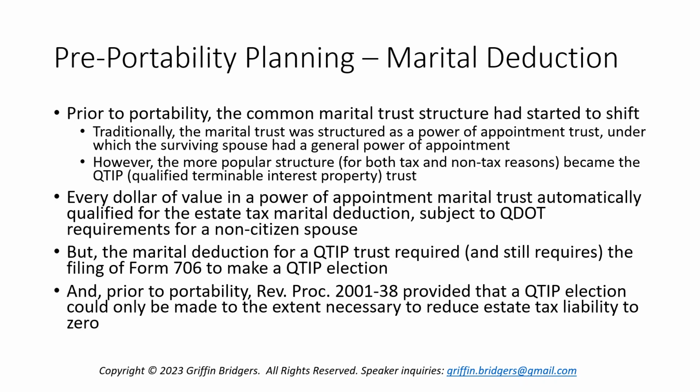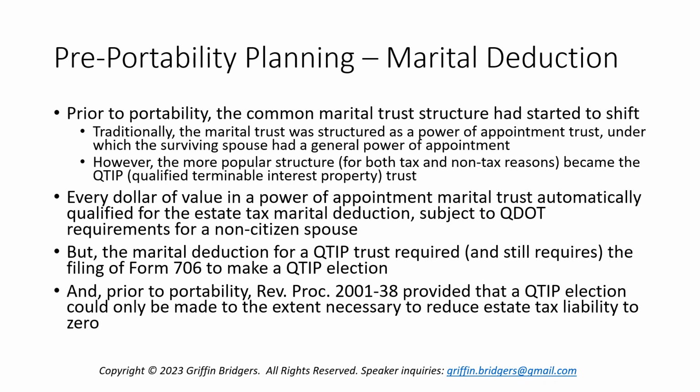But the marital deduction for a QTIP trust required then, and still requires, the filing of a Form 706 to make a QTIP election. But the big difference, as we're going to see later on, is that prior to portability, Rev Proc 2001-38 provided that you could only make a QTIP election to the extent necessary to reduce estate tax liability to zero, because within a QTIP trust, you can make a partial QTIP election to only qualify part of it for the marital deduction.